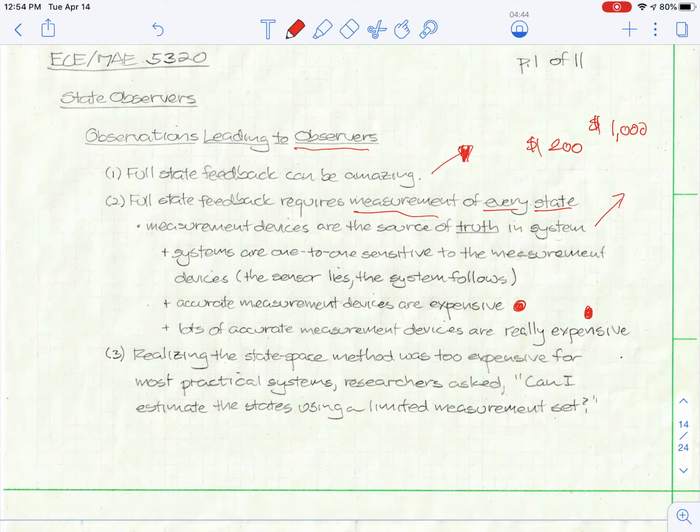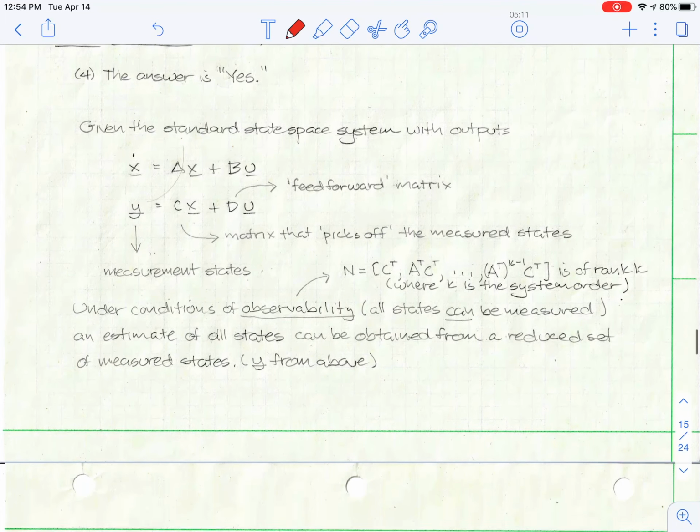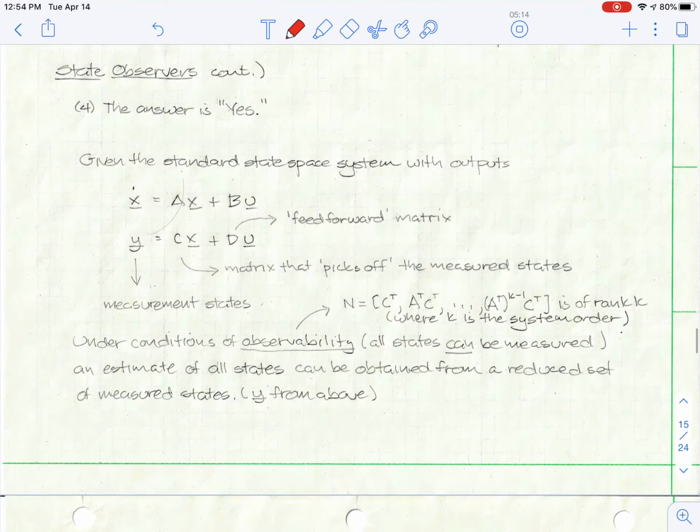State space advocates, realizing the method was too expensive for most practical systems, asked the question, can I estimate the states using a limited measurement set? So instead of measuring every state to feed it back, can I come up with a reasonable estimate of the system? They asked this question, and the answer is yes. I can estimate all of the states using a reduced subset of the system. So if I have a standard state space system, this is the measurement piece of a state space system.